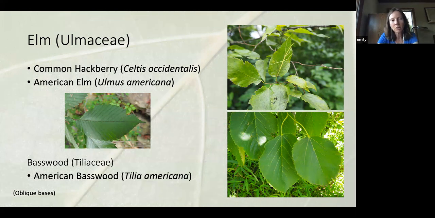Another one that I see this in is the basswood, which is Tilia americana, in the bottom right picture. It's not always really good at this, especially since there's a Tilia cordata, and they can be a little bit transposed. So sometimes I see the oblique base, and sometimes I don't. The cordata definitely doesn't have it.